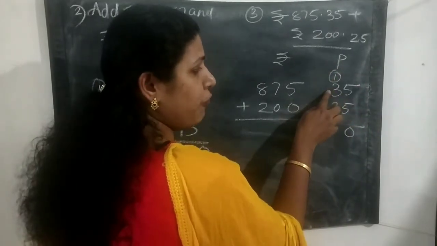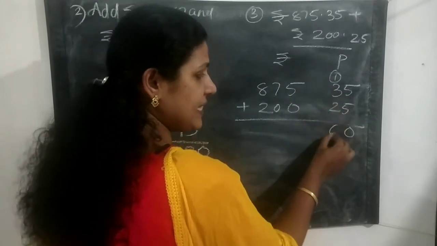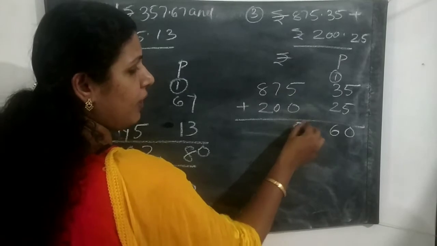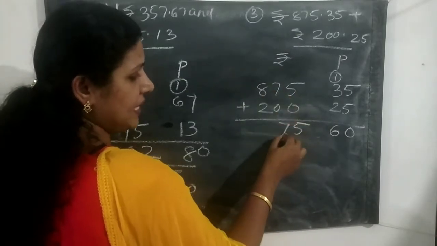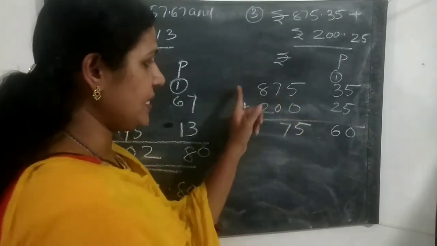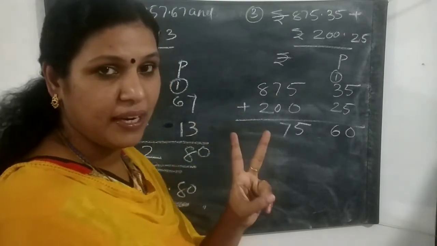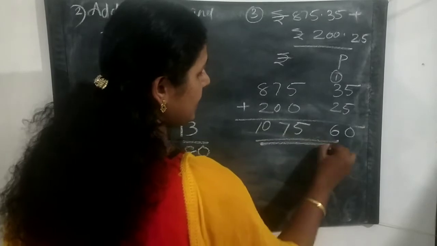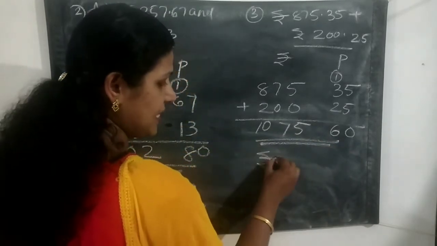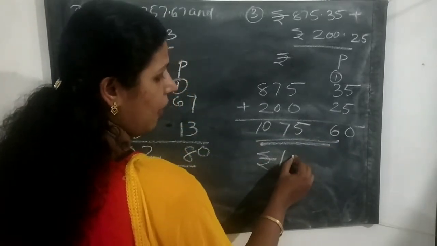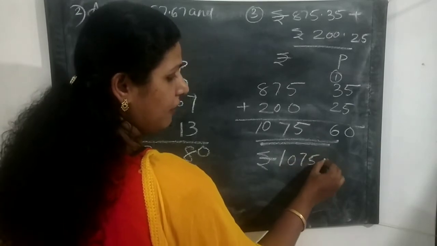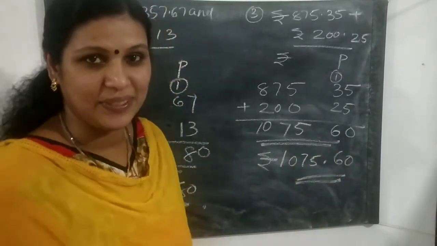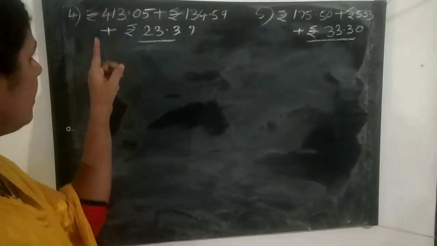1 plus 3 is 4. 4 plus 2 is 6. Okay. Then 5 plus 0 is 5. 7 plus 0 is 7. 8 plus 2: 8 in the mind, 2 on the fingers. After 8, 9, 10. Okay, children. So here we get the result as rupees 1075.60. Okay, understood.